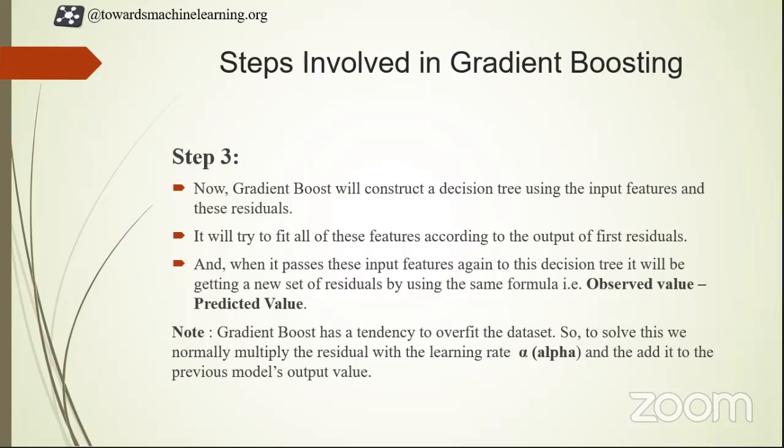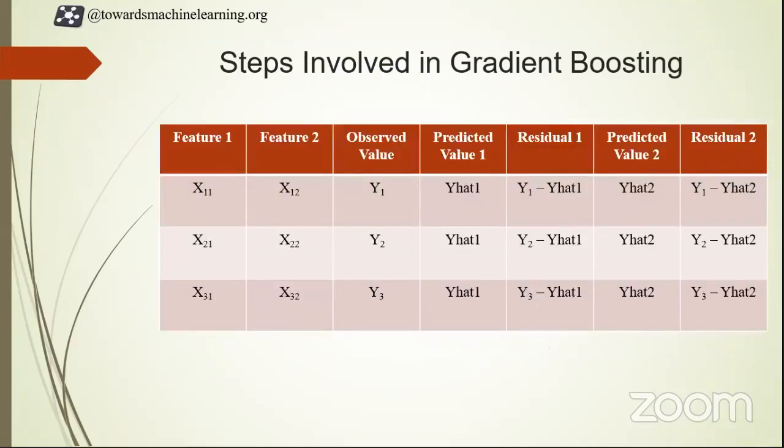The residuals, you know, are calculated as the observed value minus the predicted value. It will be more clear if I show you the next figure. Now you can see that this table has calculated the first residual, then it tries to fit these features and these residuals in a decision tree.